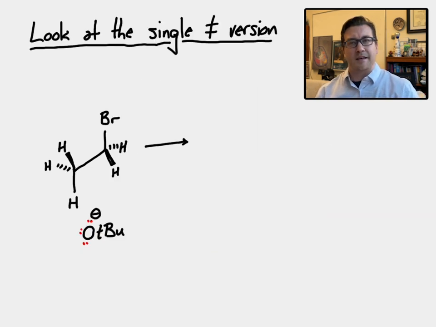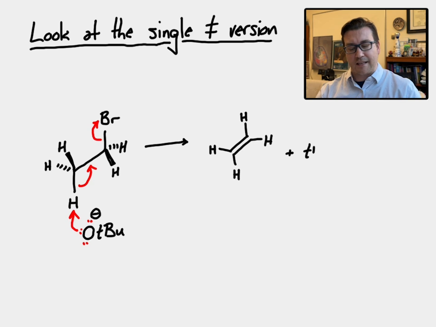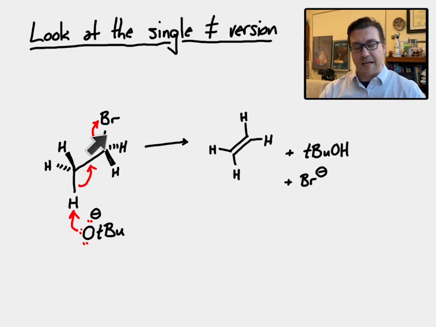So let's look at a scenario. We looked at the scenario where there are two transition states and one intermediate. Let's look at the single transition state version. In this case, we have a strong base in the form of t-butoxide, and we have bromoethane. The t-butoxide can abstract this proton and in the same step kick off the bromide as a good leaving group. This gives you ethylene as your product.